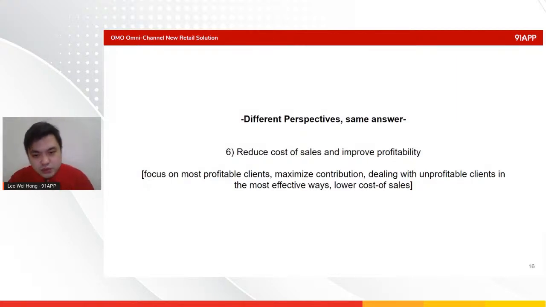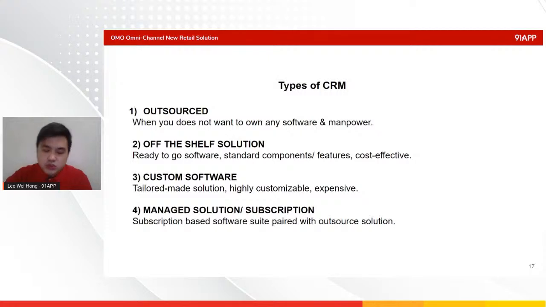Yeah. So this is the sixth perspective that I wanted to share with you, how CRM can potentially help to improve the business. In fact, there are several types of CRM out there, in case you are not aware. The first one is, of course, that there are some agencies who are providing outsourced service. Outsourced means that you don't want to own the system or the software. You don't have the manpower, you don't want to hire people to do it, so you outsource totally to them. They just give you some reports at the end of the day. This is what we call the outsourced type of CRM.